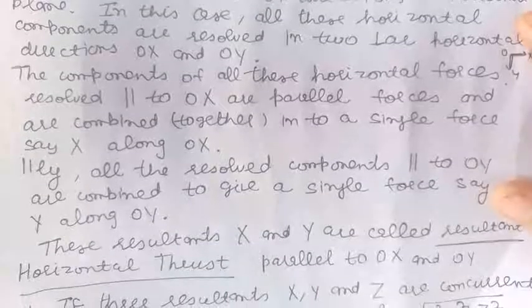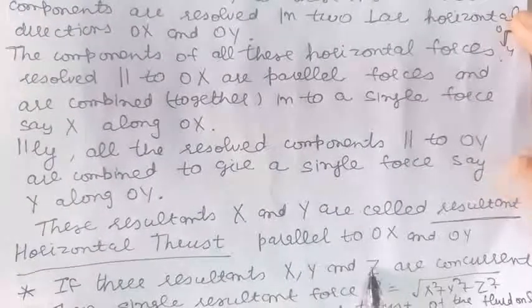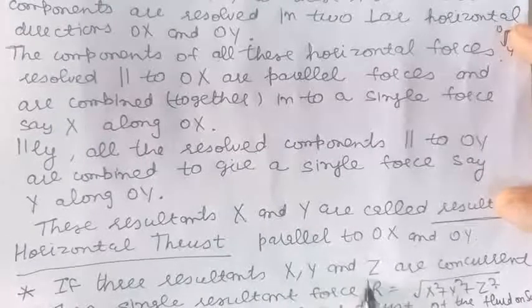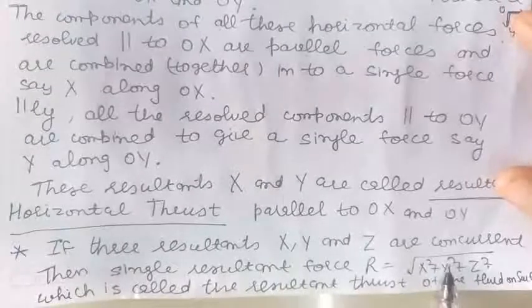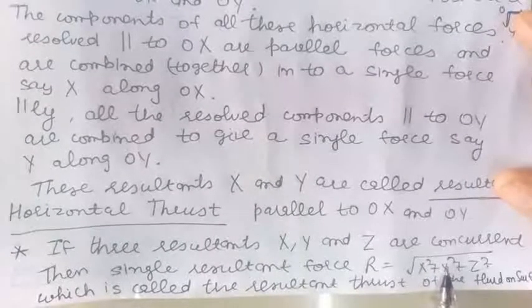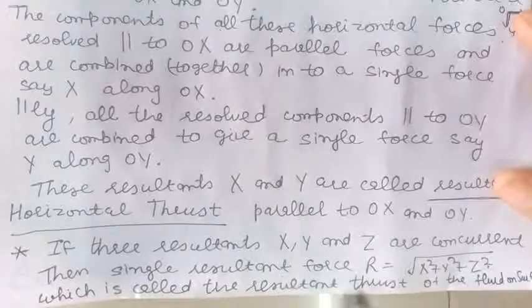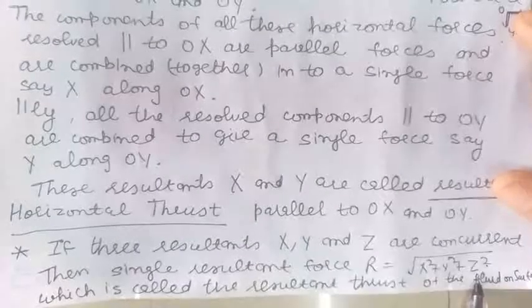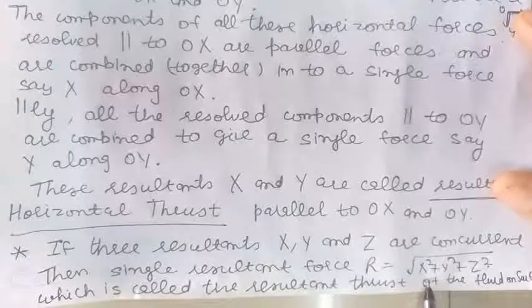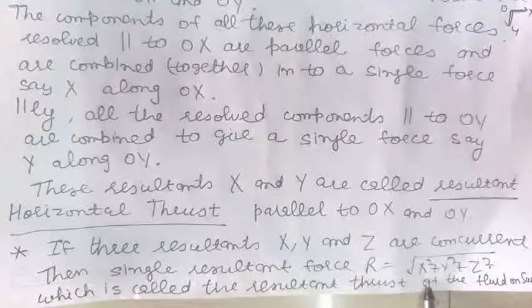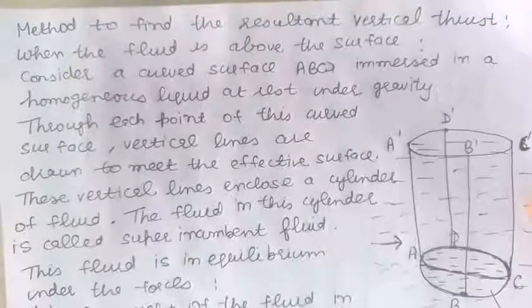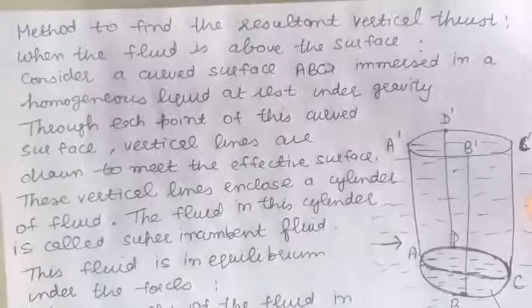If we denote the resultant vertical thrust by Z and the resultant horizontal thrusts by X and Y, if these three resultants are concurrent, then in that case we can find a single resultant force by the formula square root of x squared plus y squared plus z squared. This is called the resultant thrust of the fluid on the given surface. Now, in the next topic, we will discuss how to find the resultant vertical thrust.